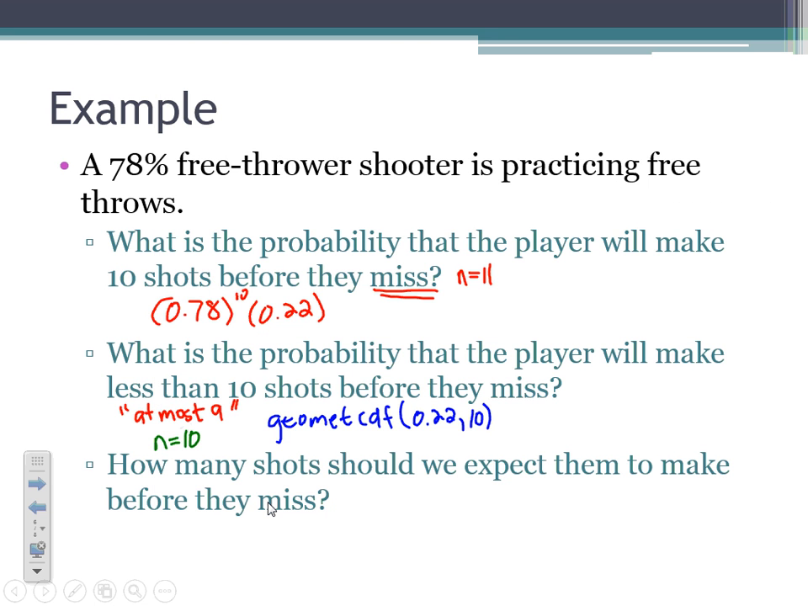So the question here is how many shots would we expect them to make before they miss, all right? Now again, just a reminder, anytime we see that word expect, we want to think average, all right? So on average, how many shots would they make before they miss, right? That's what that phrase expect is saying. Okay, well again, the formula for the mean is just simply 1 divided by the probability of a success. And again, in this problem, a miss is a success. So 1 over 0.22 would be how we would calculate our mean.